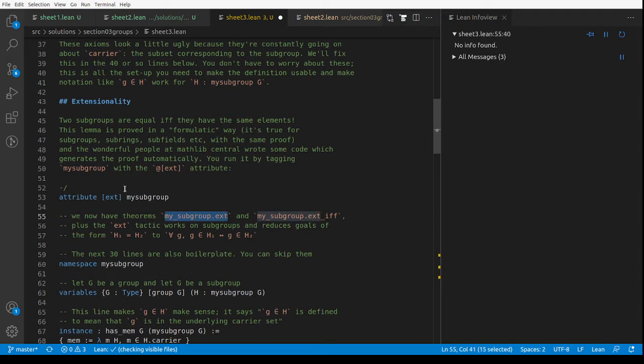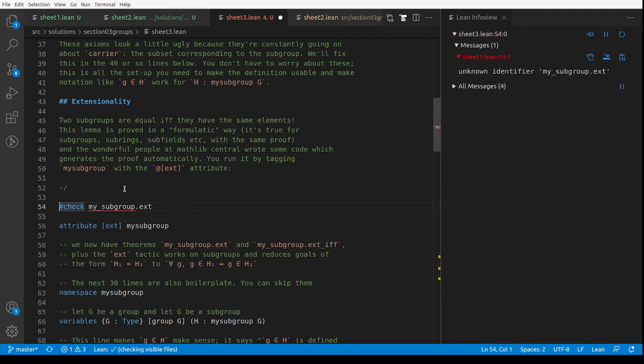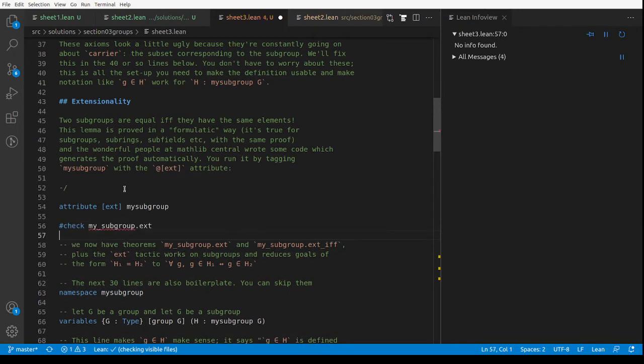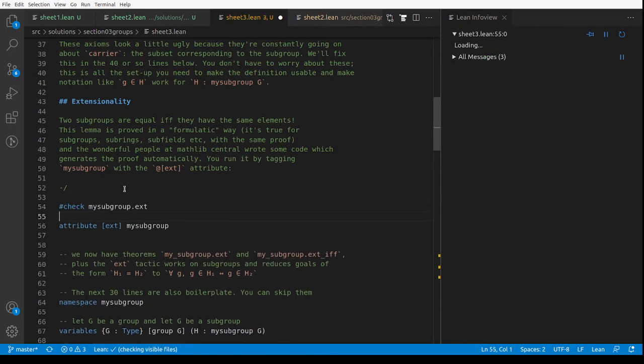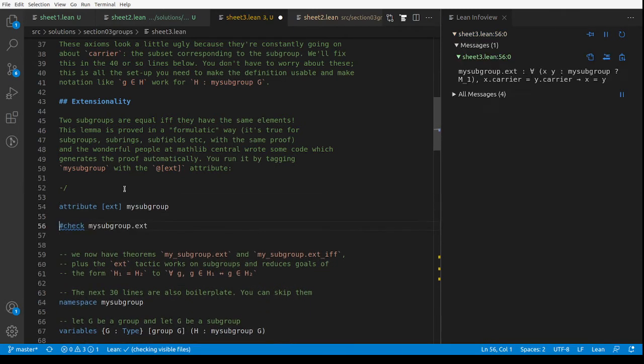If I check it up here, check my subgroup.x, I get an error. It says I've never heard of that. But under this line here, if I check it, I still have an error. So I was wrong. It's because I've got the underline. Let's try that. There we go. Let's do that experiment again. Yeah, it wasn't there before, and it is there now.